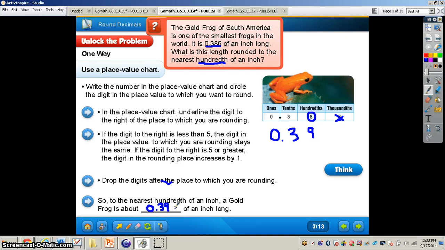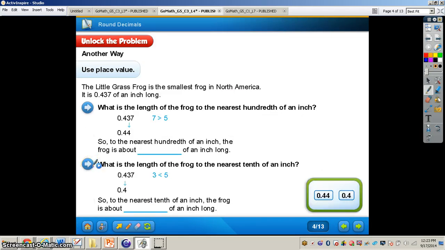Another way that we can do this, not using a place value chart, is just understanding the place value. It says the little grass frog is the smallest frog in North America. It is 437 thousandths of an inch long. What is the length of the frog to the nearest hundredth of an inch? The first thing we need to do is underline the digit to the right of the hundredths place. Now we can circle the hundredths place.